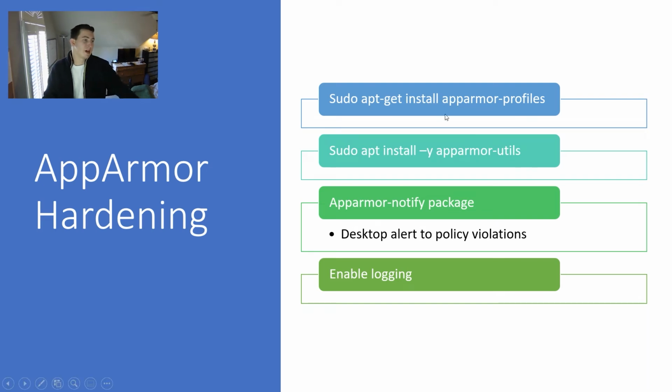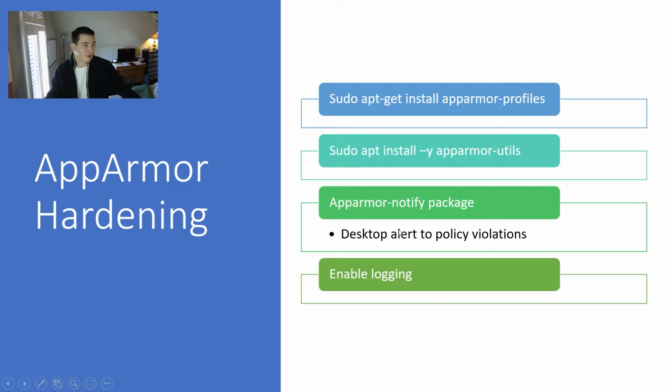So some advice for AppArmor hardening. First thing you're going to want to do is sudo apt-get install apparmor-profiles, and this command is going to get and install commonly used AppArmor profiles such as for Firefox and so forth. There's sudo apt install -y apparmor-utils. This is just going to add various utilities you're going to be able to use. It's going to help ease access.